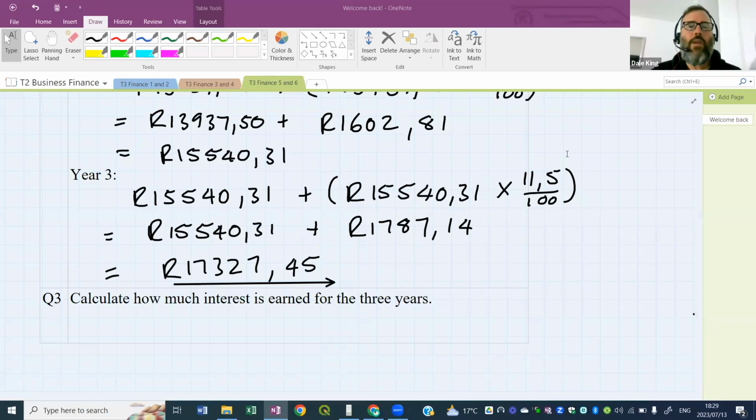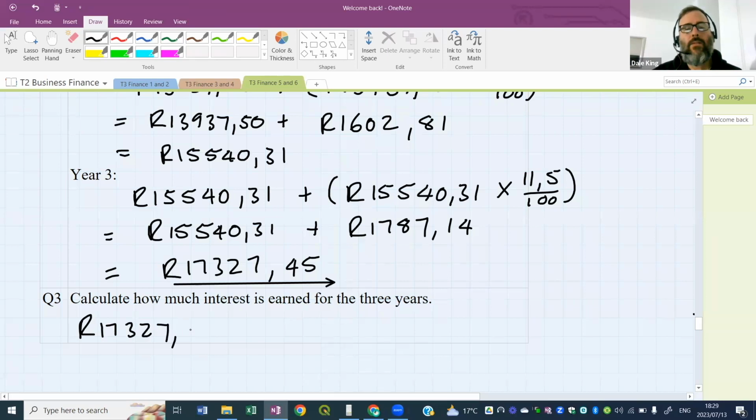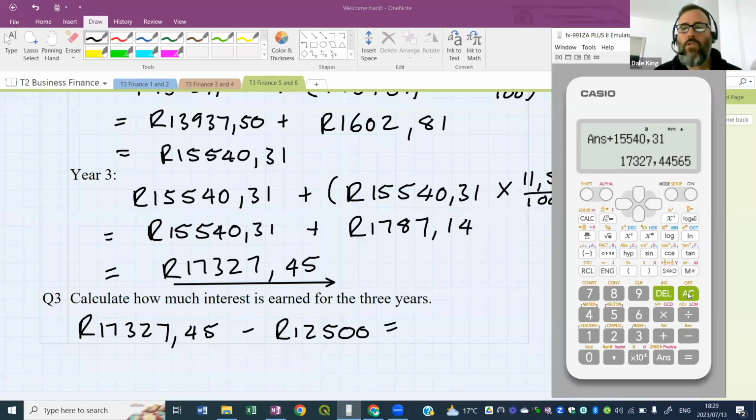Emmanuel, how are we going to work out how much interest is earned? Sir, what you're going to do is take the amount that you get from the end of year 3, which is the 17,327.5, and then subtract it from the amount that you originally invested, which I believe is 12,500. Very good. Basically, yes. Perfect, Emmanuel. Thank you so much. Excellent. Good job.